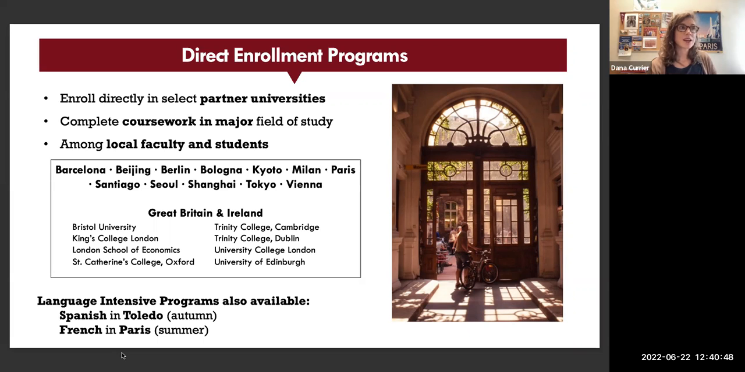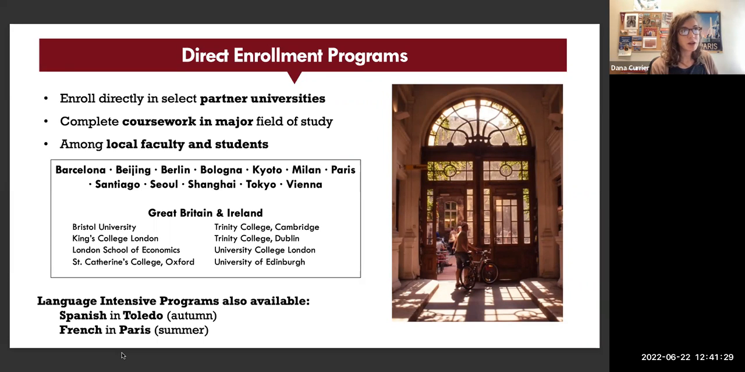So, you're taking classes taught by faculty at that institution. You're in classes with students who are enrolled either full-time at that institution or other international students who are there for a term. And again, you're having a more independent, immersive experience, because you're really getting to know what it's like to be a student at King's College in London or Yonsei University in Seoul, Korea. So again, this is a different type of program, but I think it's a type of experience that appeals to some students and maybe not others.